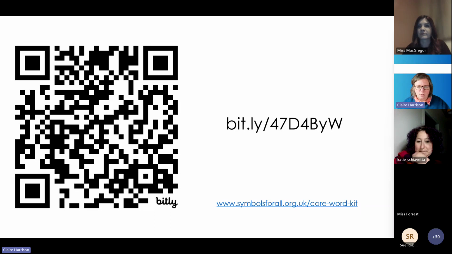Any other questions? It was just to ask, the colours that are used in the core boards that you shared with us, what do the colours link to? Is it the Fitzgerald Key or something? Yeah, it's the Fitzgerald Key. I think it's technically the adapted Fitzgerald Key, but that's right, that's what they link to. Okay, yeah. Thank you.